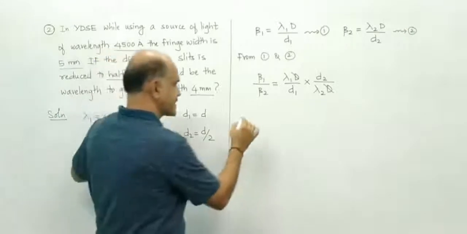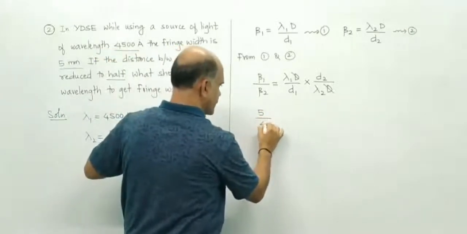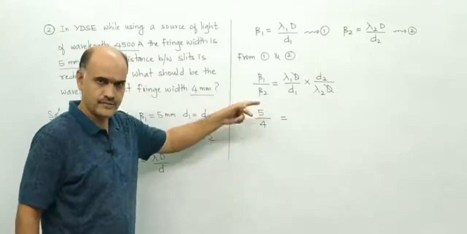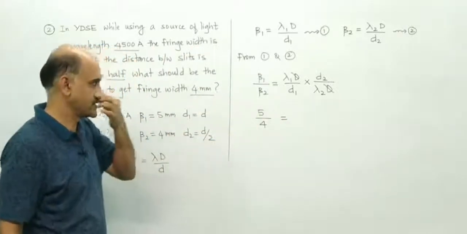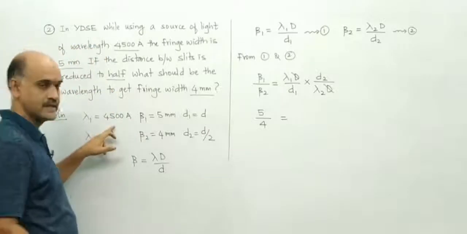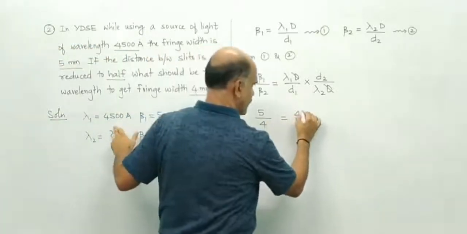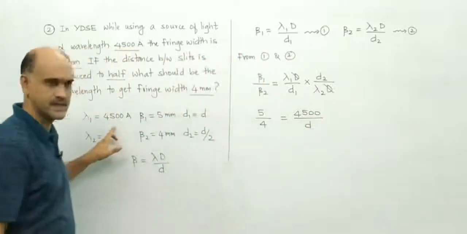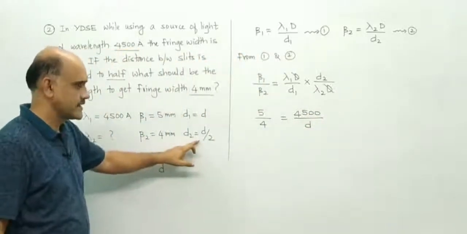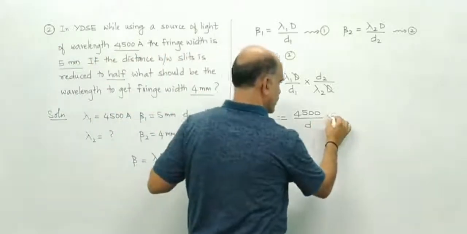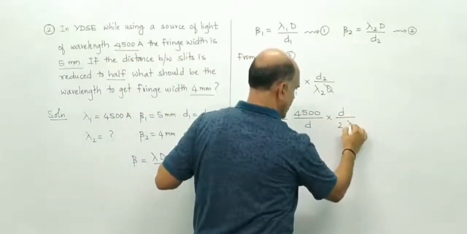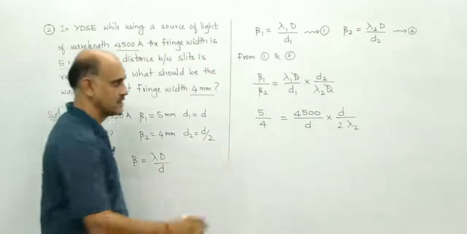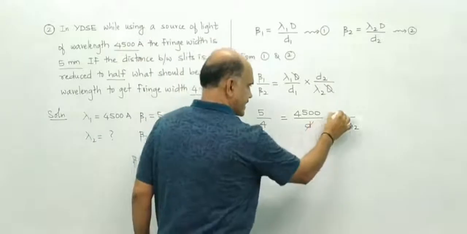So, beta 1 is 5 mm, beta 2 is 4 mm. Even if you want, you can change the units to meters. 10 raised to minus 3, 10 raised to minus 3 gets cancelled. Lambda 1 is 4500, d1 is d. d2 is d by 2, lambda 2 we are required to find. So here d gets cancelled.